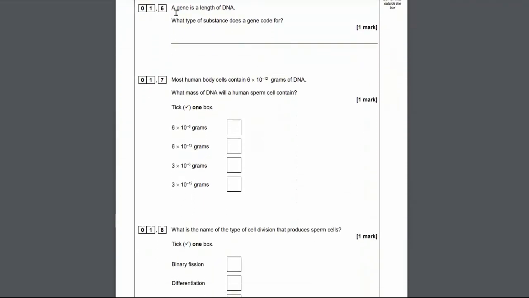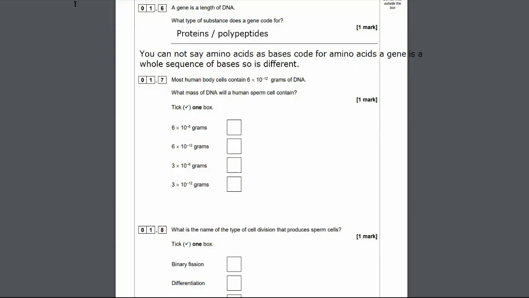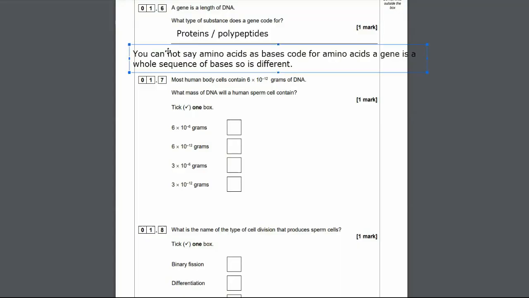Okay, right, 1.6. A gene is a length of DNA. What type of substance does a gene code for? There's a couple of possible answers here. So genes code for proteins, specific proteins. You can say polypeptides, which is just a name for a long chain of amino acids. What you can't say, by the way, is that genes code for amino acids. A protein or a polypeptide is made up of many amino acids. Bases like adenine, thymine, guanine in the triplet code of bases, that is what codes for each amino acid. You're going to get a whole load of bases in a gene, so a whole load of amino acids. So you can't say it codes for an amino acid.